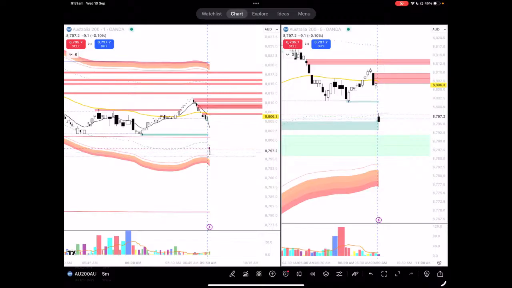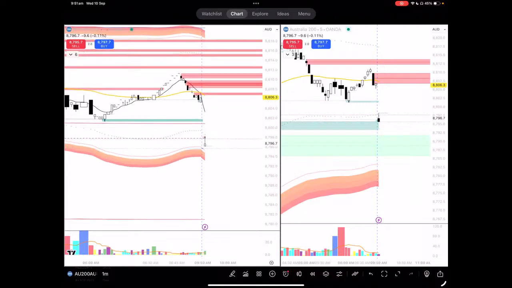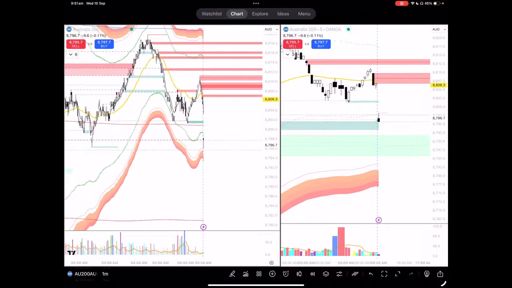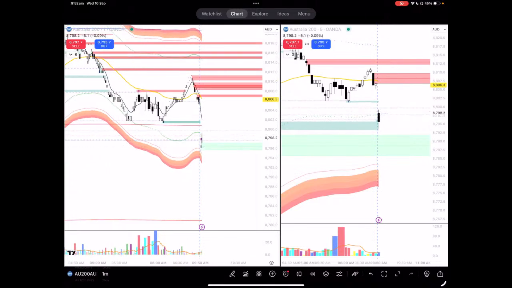So 9:51 a.m. The market is still bearish at the moment. This is the area where it tapped, as you could see. Now let's see where it goes to actually give us a confirmation in the market.